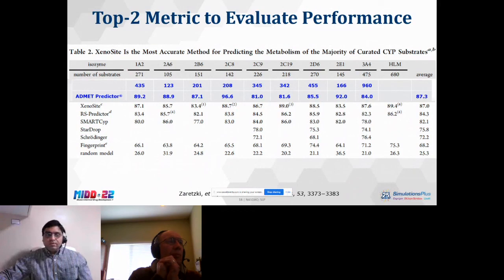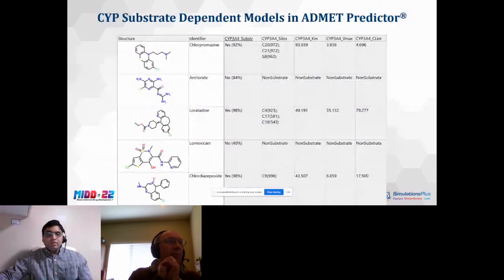I have just 2 minutes left. I just want to show you the five different groups of models which I mentioned in the beginning, and all these models are substrate dependent. Once we have a substrate classification, we also predict sites of metabolism. I'm showing only one suite of 3 or 4, but we have 5 models for each of our 9 CYP isoforms.